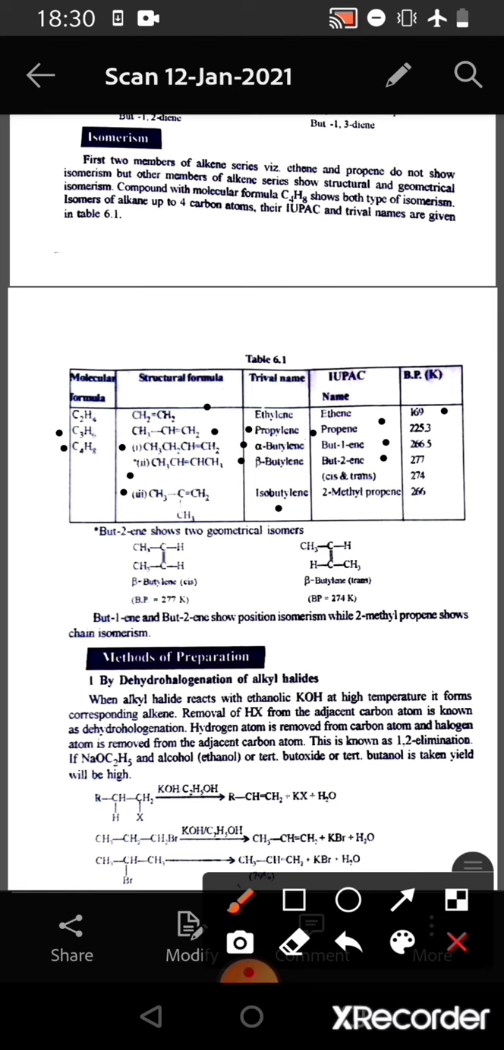If we consider the but-2-ene, we see that it shows two geometrical isomers. This one is the cis form and this one is the trans form. But-1-ene and but-2-ene show position isomerism, while the 2-methylpropene shows chain isomerism.